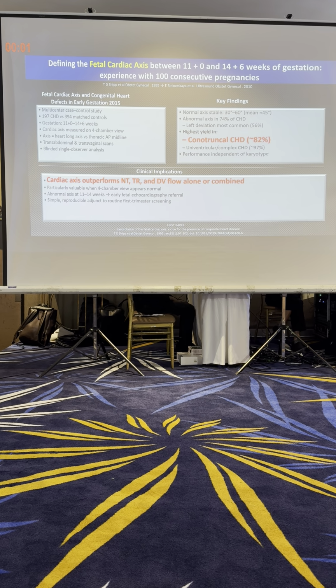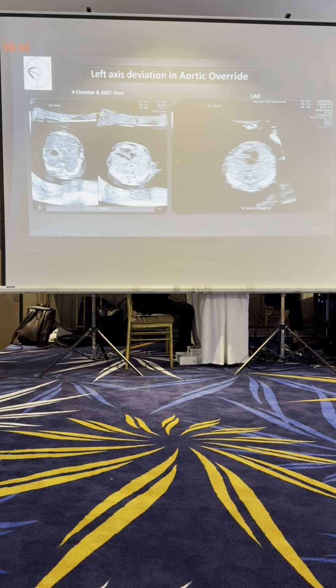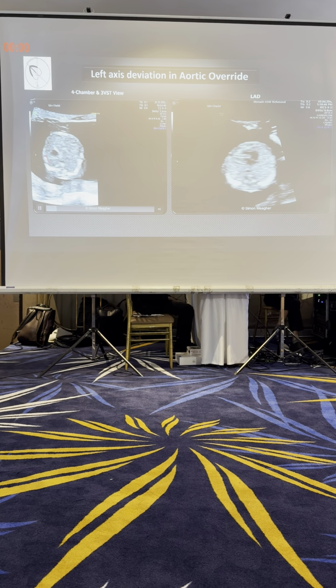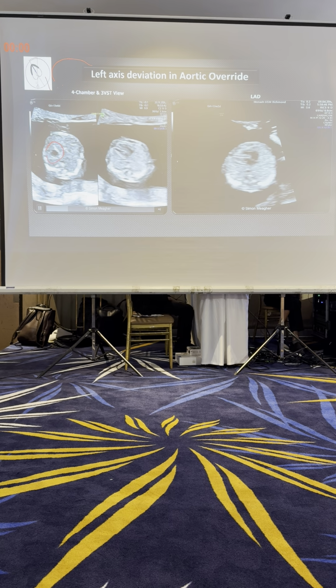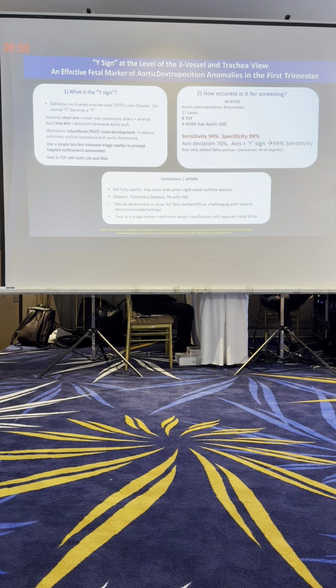So this is just the facts and figures about the markers. I'm going to skip through these in the interest of time and just show you examples. So this is a baby with the stomach on the left-hand side, and the heart is rotating. So the axis of the heart is rotating. Left axis deviation. Another case with left axis deviation in a baby with tetralogy of Fallot. So these are very useful markers in the first trimester.